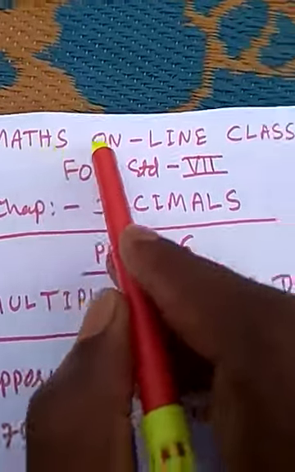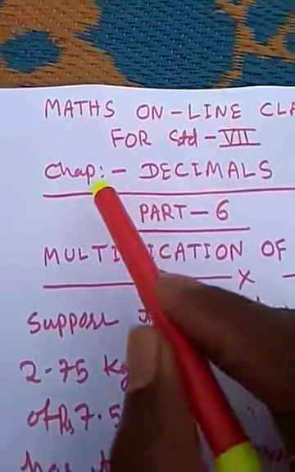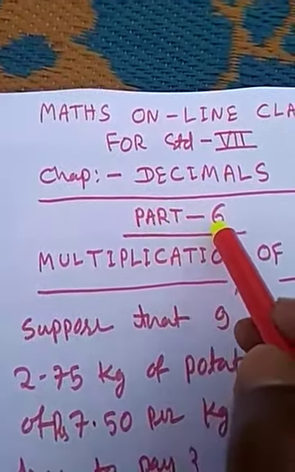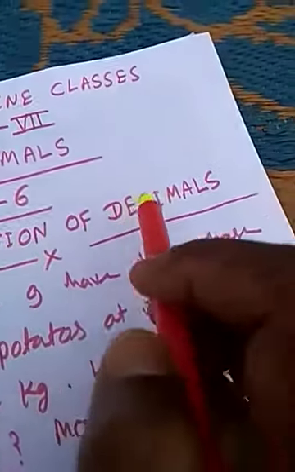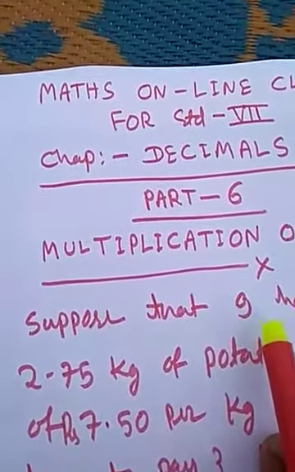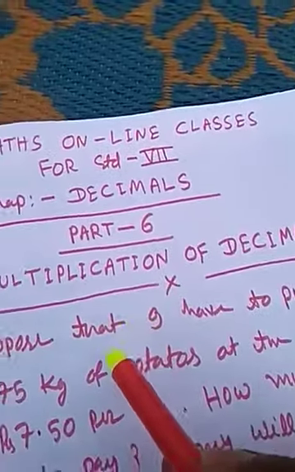It is the maths online classes for standard 7. Chapter's name is decimals. It is part 6. Here we shall learn about multiplication of decimals. In day-to-day life, we come across many situations where we need multiplication of decimals.